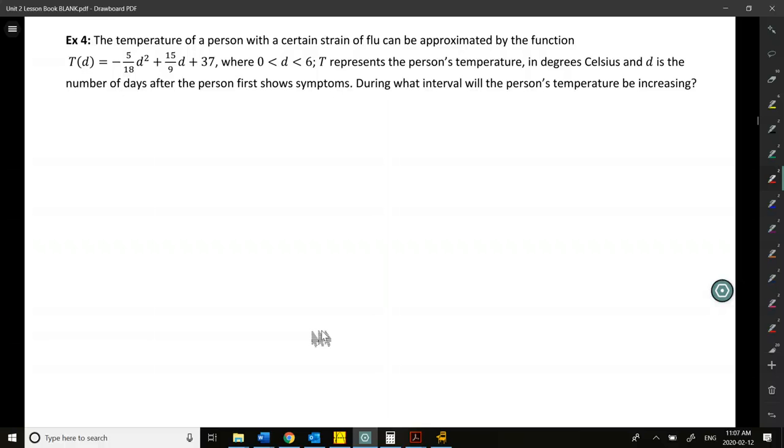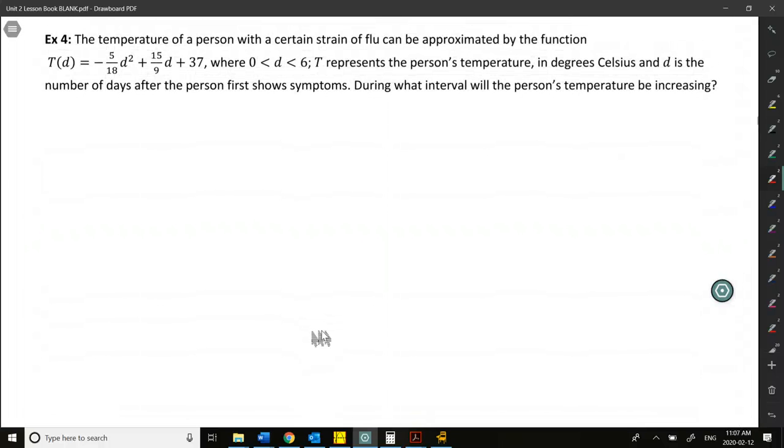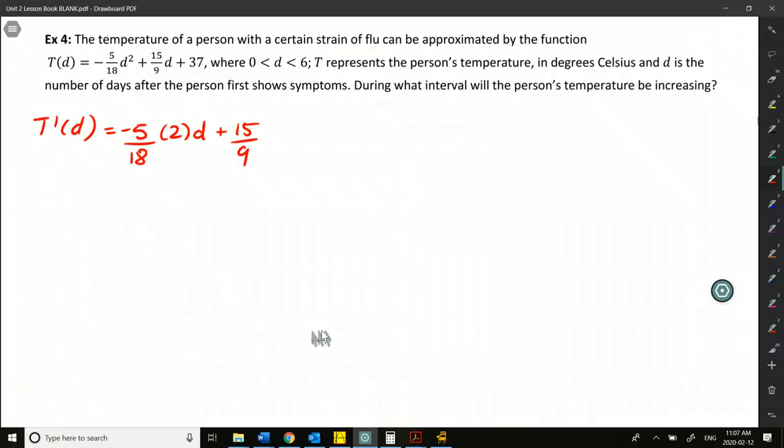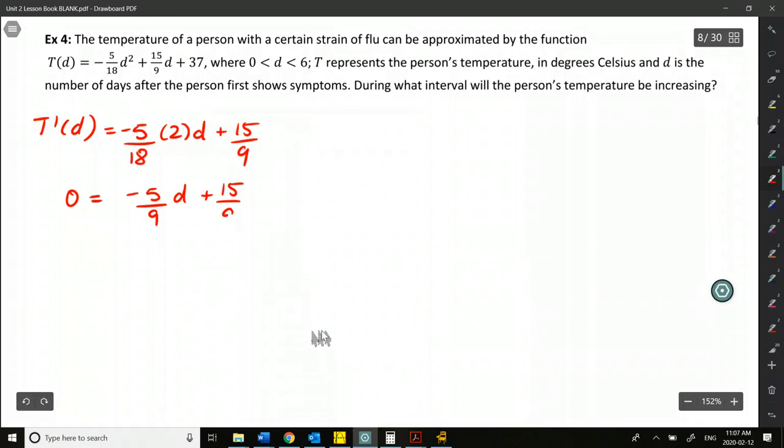Okay, how can I figure out where a function is increasing? What can help me with that? The first derivative. Okay, so let's find T prime of D. Just applying power rule here. And I'm setting the first derivative equal to 0 because we need to find where the critical number is here. So where is the point where the person's temperature is increasing and changing to decreasing, or vice versa, right? Okay, so we're just going to isolate for D here.